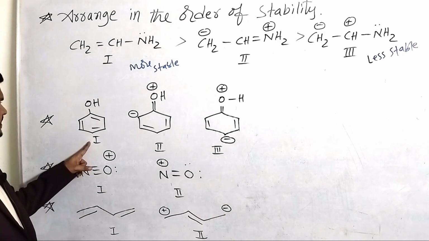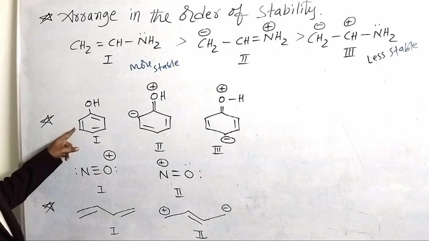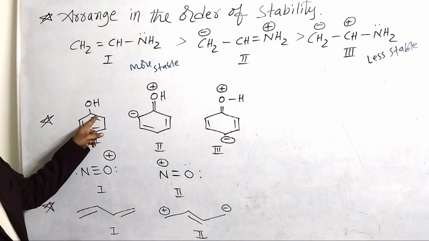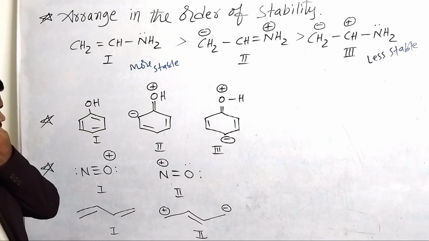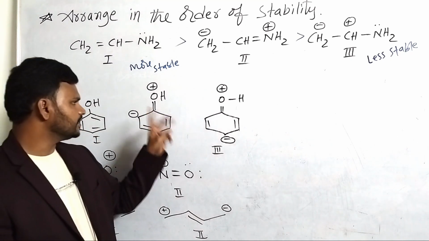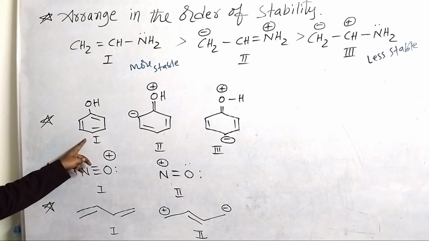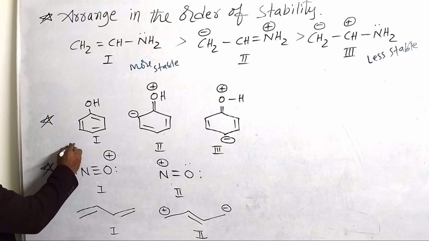This is the neutral species and these 2 are charged species. Clear? First, how many covalent bonds here? 1, 2, 3. 1, 2, 3. Do one thing, you should focus on pi bonds. 1, 2, 3. 3 pi bonds. 3 pi bonds each. Clear? But this is a neutral species, that's the reason this is more stable.